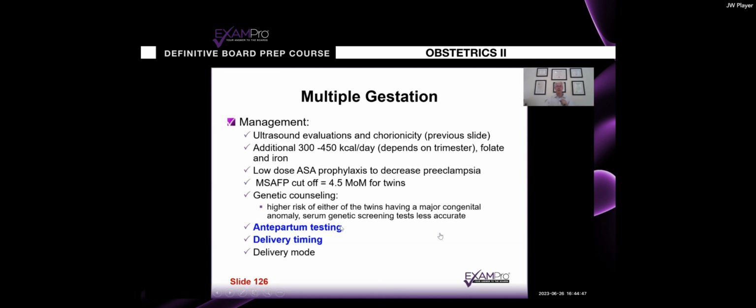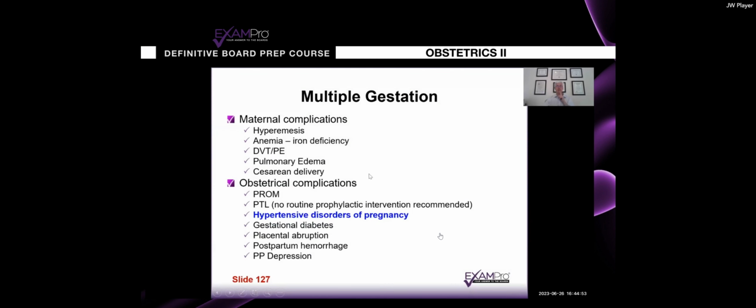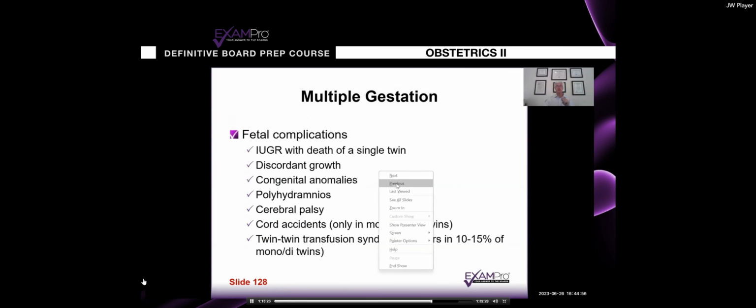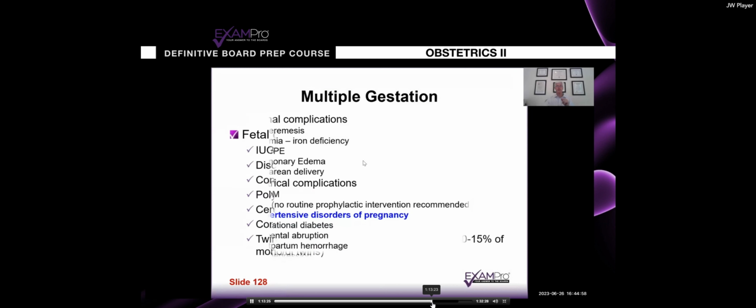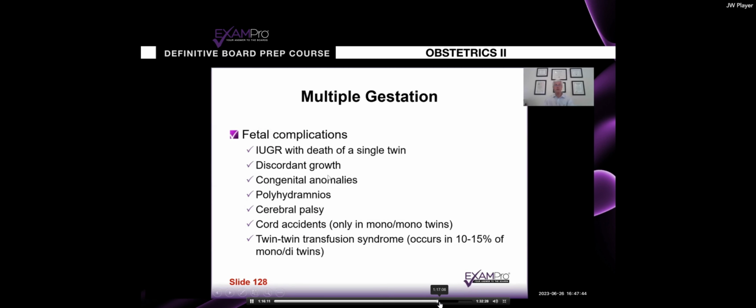And then what do we do with antepartum testing and delivery timing? Let's go back for just complicated di-di twin pregnancies. There is no recommendation for biophysical profile testing or NSTs. However, the most recent practice bulletin from 2021 says it may be reasonable to perform antenatal testing.